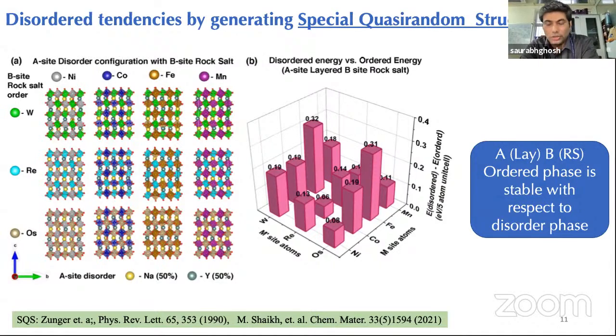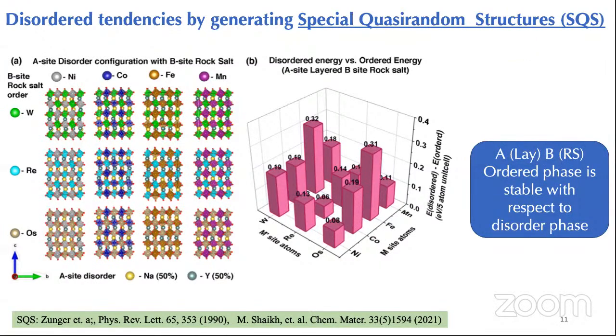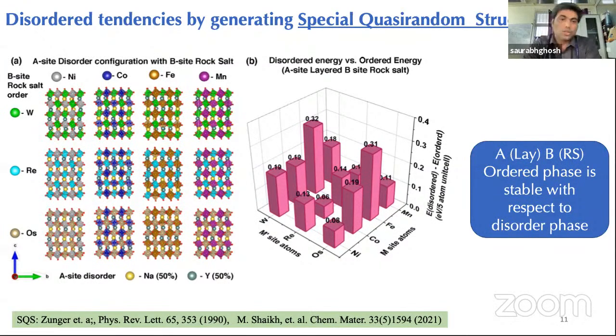Now, there are many other effects that are very important for clear ordering. What we are trying to achieve is A-site cation ordering with B-site rock salt ordering. So disorder is one of the important features that we should consider. Here we have considered disorder. We have performed the special quasi-random analysis, and we have calculated the A-site disorder structures.